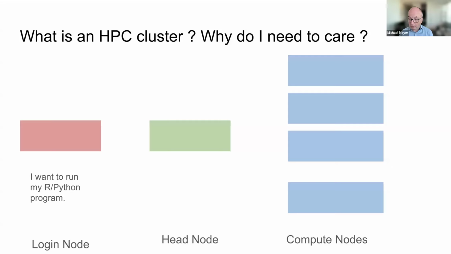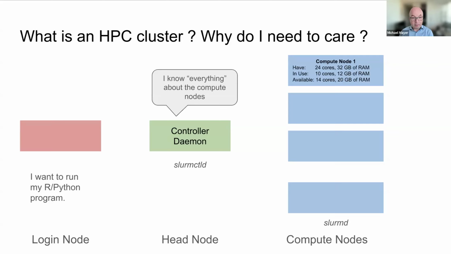Okay, so now, one of you will come along and say, I want to run my R or Python program. Then what happens? I probably should tell you that on the head node, Slurm has a so-called controller daemon, and this knows everything about the so-called compute nodes. So you see an example that compute node 1 currently has 24 cores, 32 gigs of memory, and 10 of them are in use and 12 gigabytes of memory. And so it has availability of some sorts.